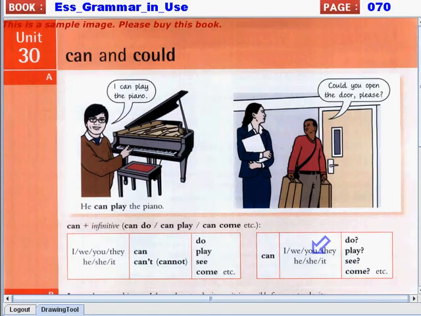Now, let's discuss some information from this book. Let's take a look at this picture. Could you open the door, please? Okay, students, as you can see, this man is requesting for something. He's requesting for the woman to open the door, and he used the word could. So this is a polite way, and it's very polite of him to say that to the woman. Now let's go on.